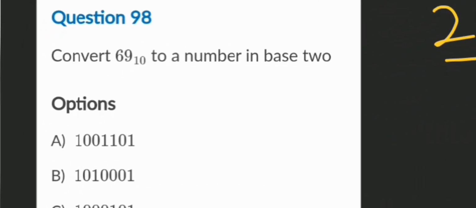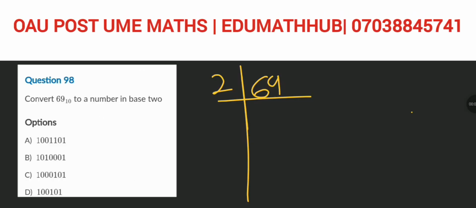So for this next question, we have to convert 69 base 10 to a number in base 2. So you have to use the long division method. So you arrange it like this. So 2 in 69, that will give you 3 in this part. 2 in 9 will give you 4. So you have remainder 1.